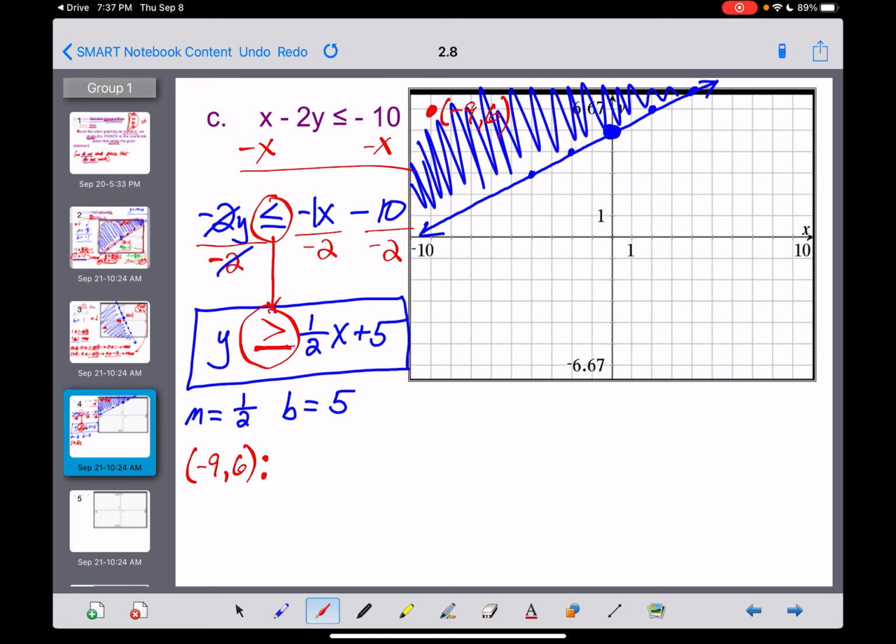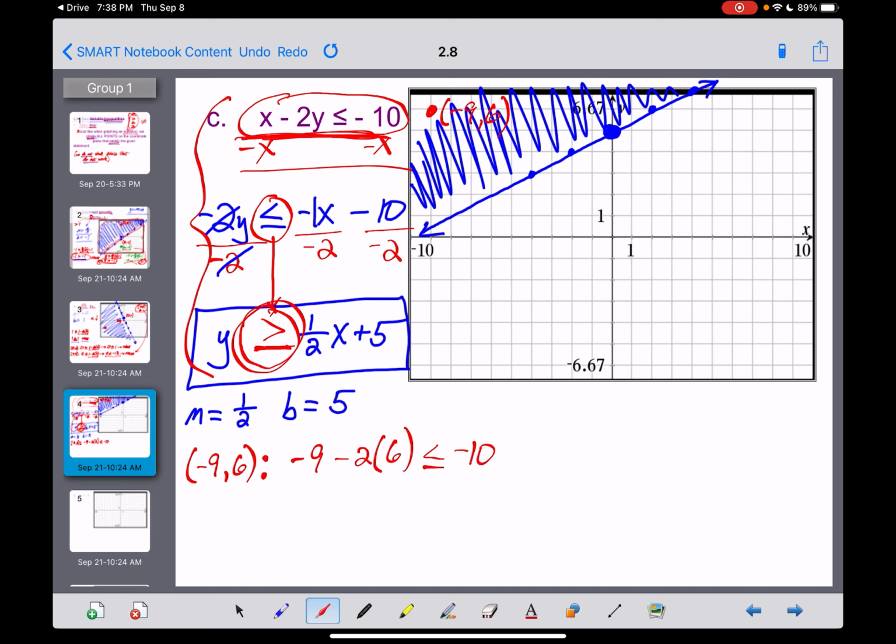Now, to make sure I didn't make any algebra mistakes, I'm actually going to test this point with the original inequality right here that was written in standard form. That'll let me know if I made a mistake in the algebra up here, most notably in flipping the sign. So I'm checking that right here, guys. So my x-coordinate is -9 minus 2 times a y-coordinate of 6 is less than or equal to -10. Now again, because that point is shaded, this should work out for us. Okay, we should end up with a true statement.